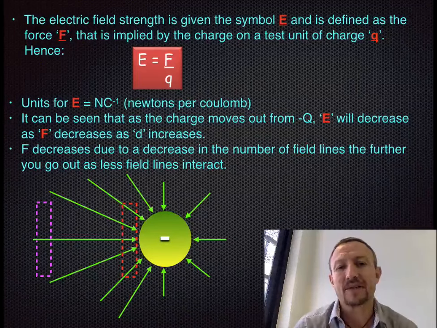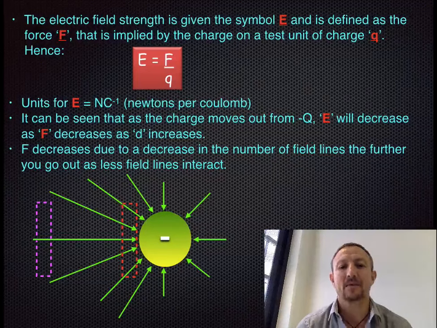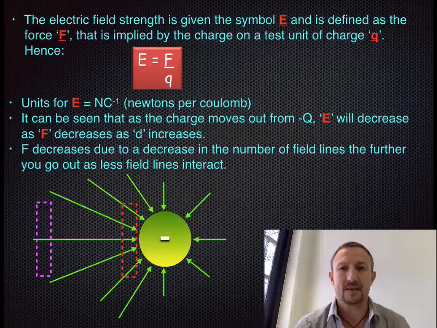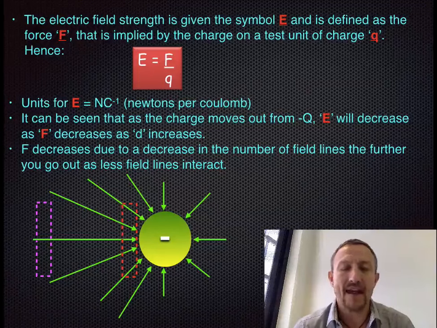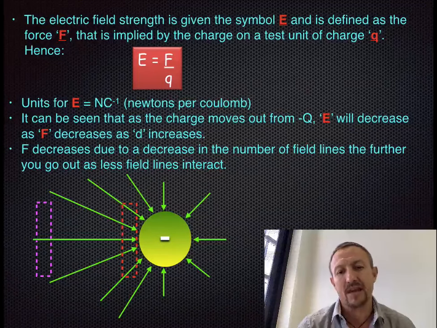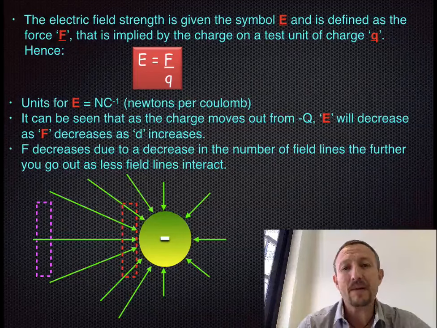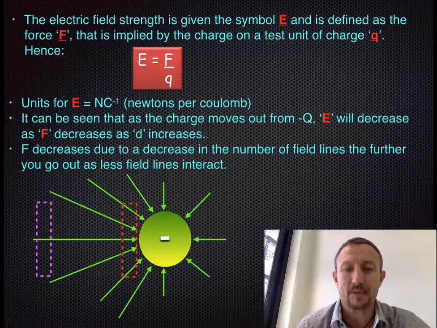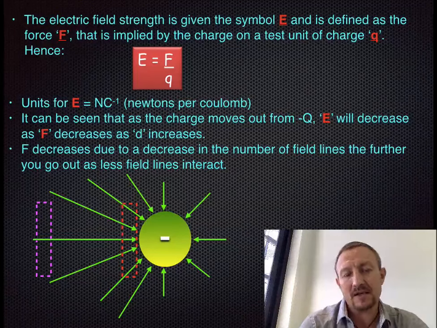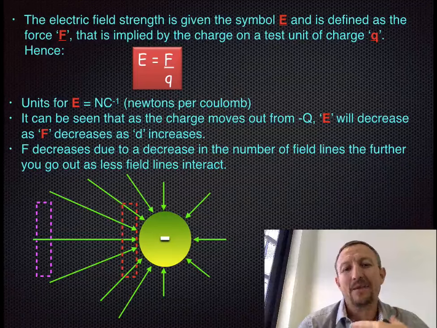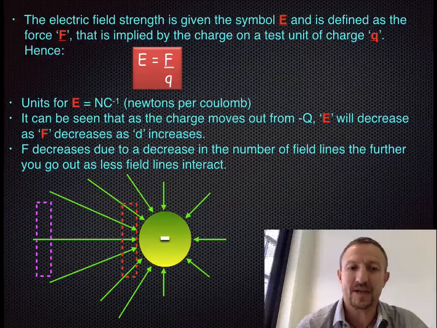So what I've got here is a negative charge. The negative charge has its field lines acting into the center, so they're going inwards. Now if we take the red hatched line, which is very, very close to the actual charge, you can see that there's 1, 2, 3, 4, 5 field lines which interact at this point. Imagine that dotted line is our test charge. So it is affected by 5 electric field lines on this test charge.